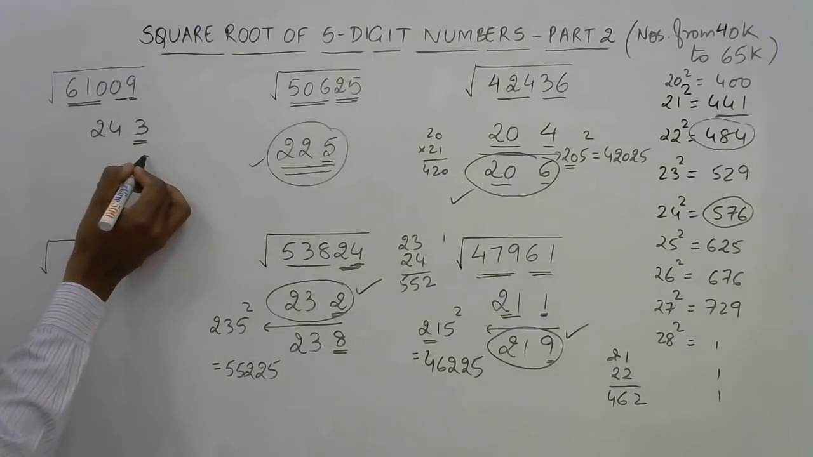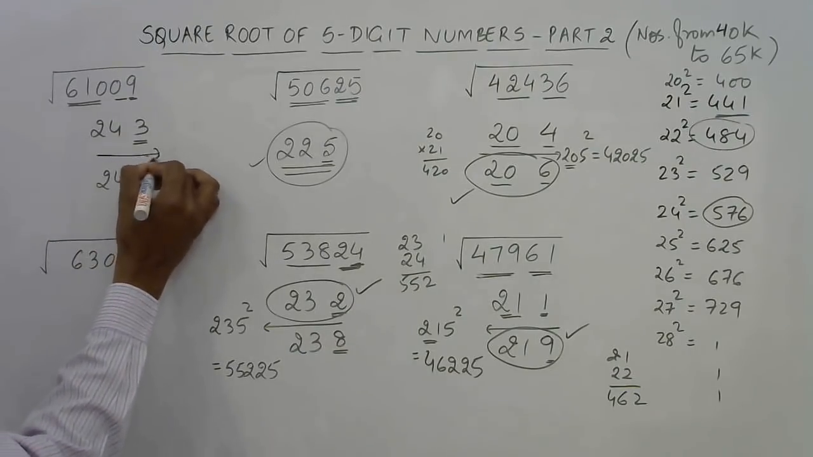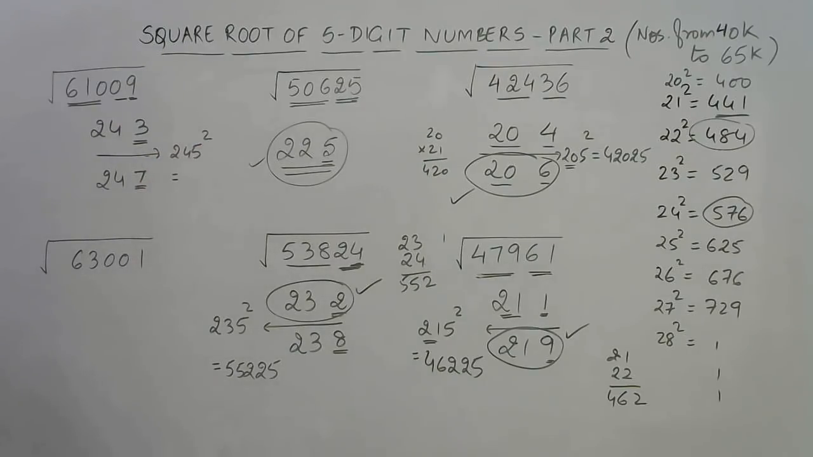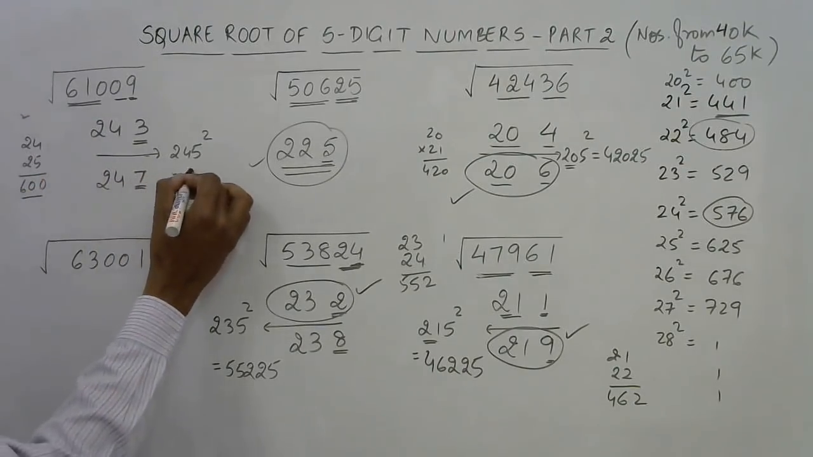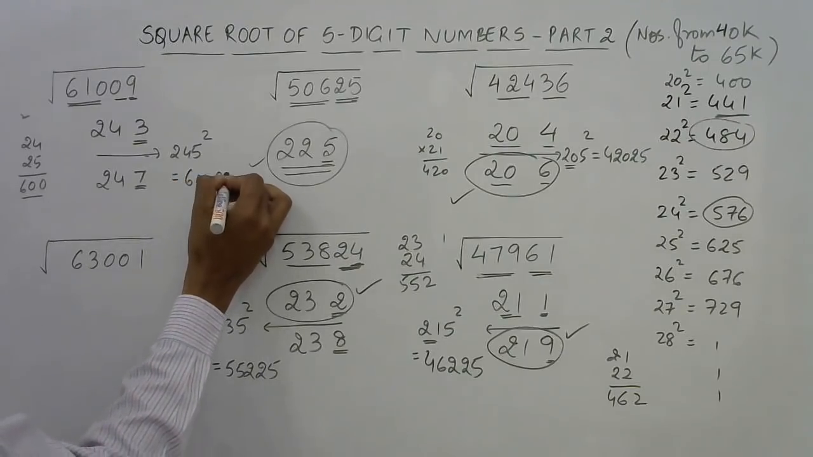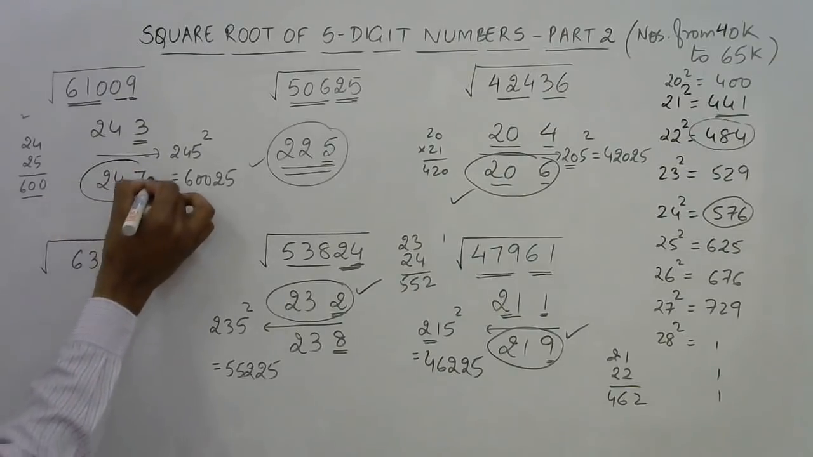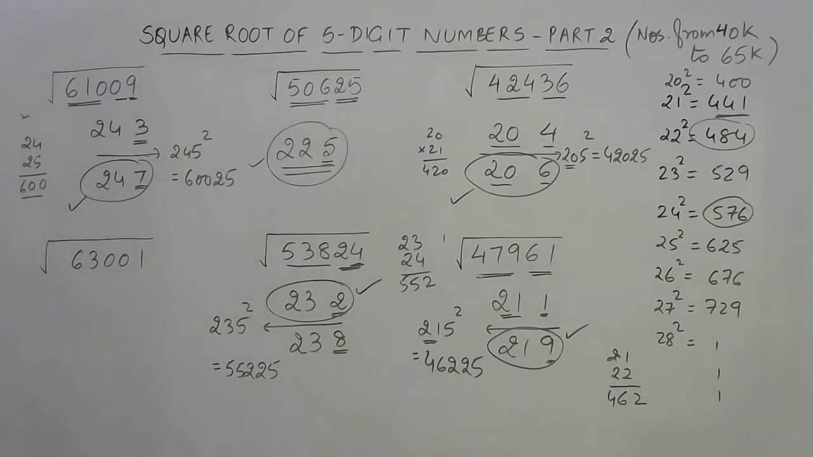Take the intermediate number now. Let's take the intermediate number 245 square. What is 245 square? Now we need to multiply 24 by its consecutive 25. So 600 followed by 25. Now compare this with this. This is greater. So the greater option will be our answer, that is 247.